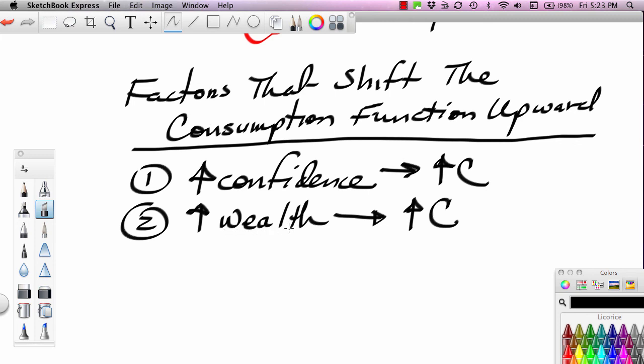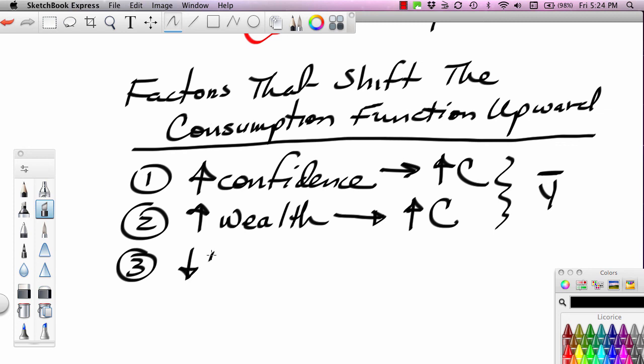A good example would be to flip it. What if stock values crash? Well, that doesn't mean that the college that has hired me is going to stop paying me. But if my retirement fund were to be cut in half in terms of its value, I would feel a lot poorer, and I probably would spend less out of my present income. So we're assuming here that income is being held constant. We're looking at factors other than income that can either expand consumption or, if you flip the arrows around, depress consumption. The third factor would be interest rates.